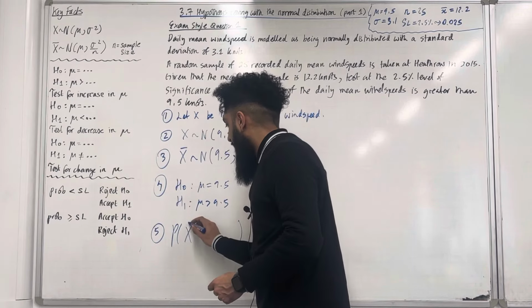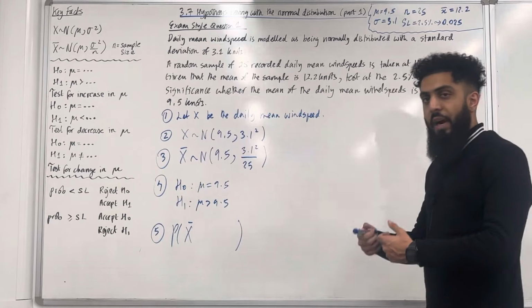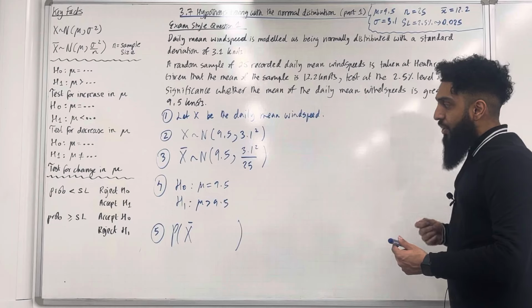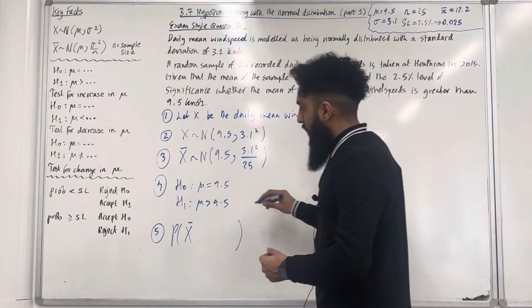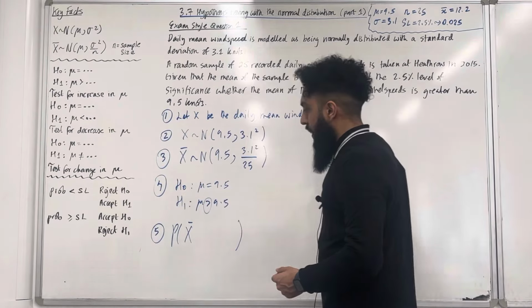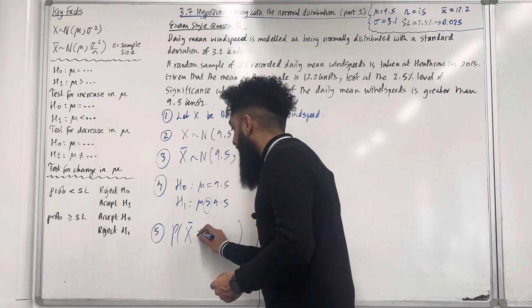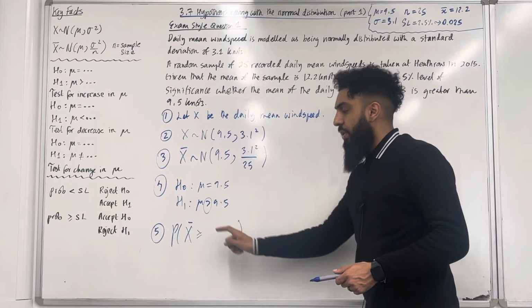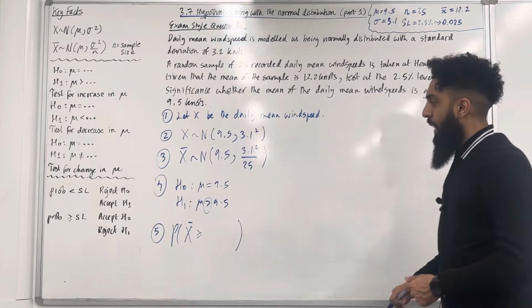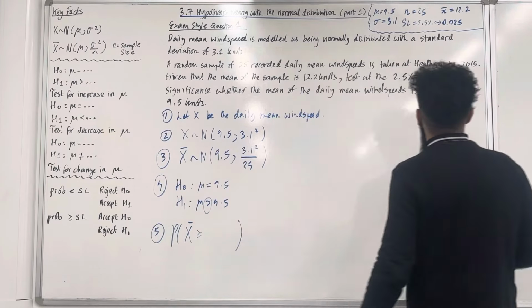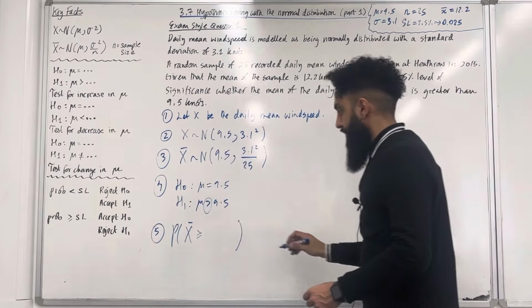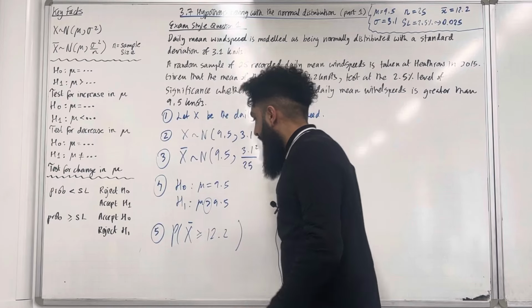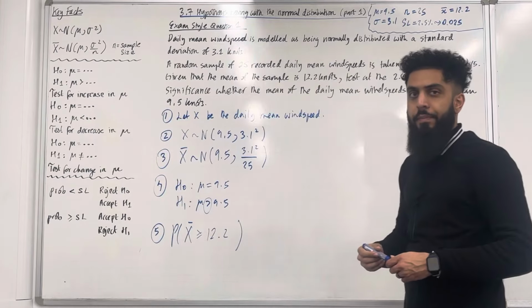So capital X bar. What do I put as my inequality? Well, I go back to my inequality in H1. It was greater than. So over here, I must use greater than or equal to. If in H1 it was less than, then over here you would use less than or equal to. Now the sample mean is given to be 12.2. So this is the probability that I want to calculate.